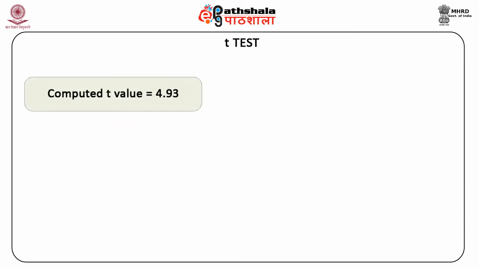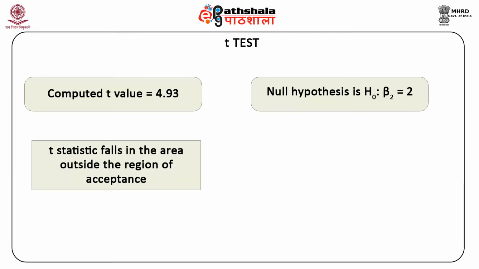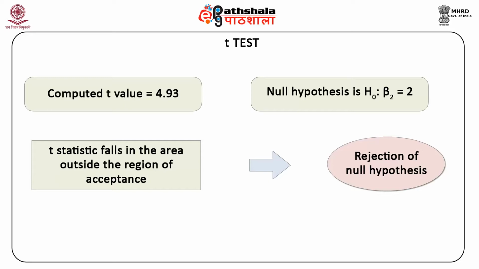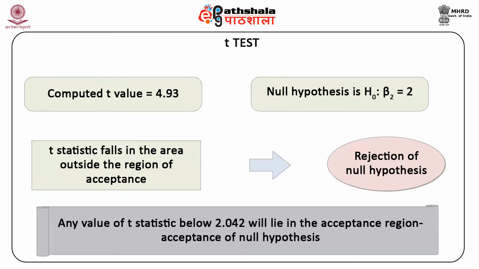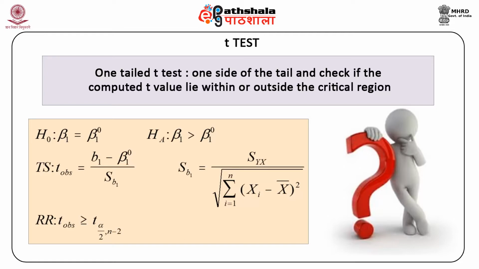Suppose the computed t value is 4.93 and the null hypothesis is H0: beta 2 is equal to 2. We observe that the t statistic falls in the area outside the region of acceptance, that is in the critical region, and therefore leads to rejection of the null hypothesis. By contrast, any value of t statistic below 2.042 will lie in the acceptance region and therefore shall lead to acceptance of the null hypothesis. Next, we have the one-tailed t-test. The testing procedure is similar to the two-tailed test, except we consider one side of the tail and check if the computed t value lies within or outside the critical region.